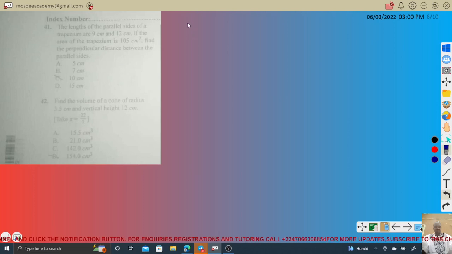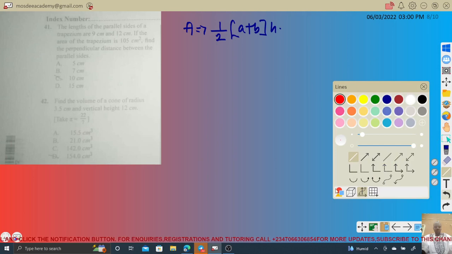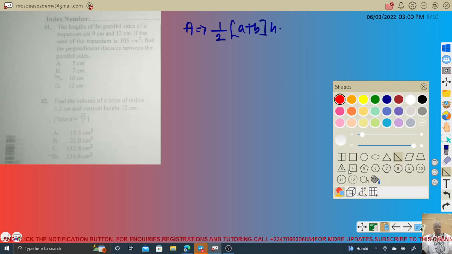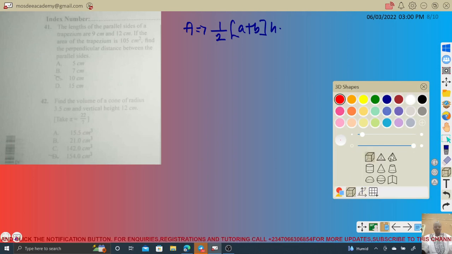The area of a trapezium, the solid shape, is 1/2 the sum of the parallel sides multiplied by the height. That is the way we calculate the trapezium. And I know you guys know it very well. So I don't need to disturb myself saying I want to start drawing a trapezium or a trapezoid, whatever. Everybody knows the trapezium.